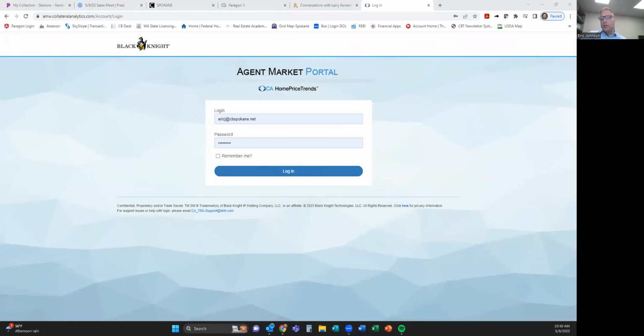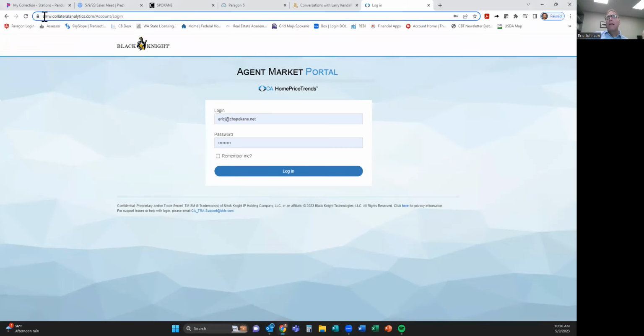So the first place we need to go to is collateralanalytics.com up here. You can see that in the URL space. And then your login, if you need help with this, I have access to it. You can email me direct. Typically, it's your email address and then whatever password we set up for you at that time.